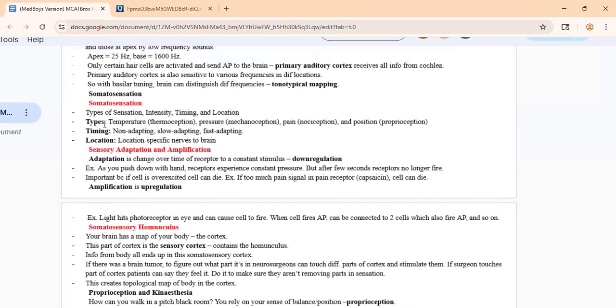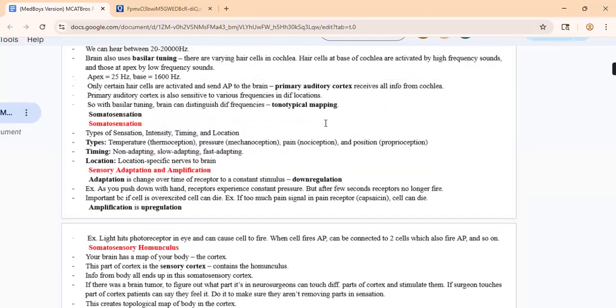Sensation, it's important to know that temperature is thermoception, pressure is mechanoception, and pain is nociception. I'm pretty sure I'm saying that wrong. And position is always going to be proprioception. So pain is extremely important, like knowing that is nociception. It's important to know that this is pain because they could have an article about morphine and it could be like, okay, what type of sensation is this researcher talking about? It's important to know that it is nociception.